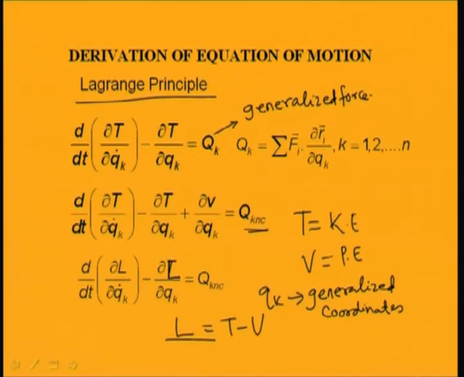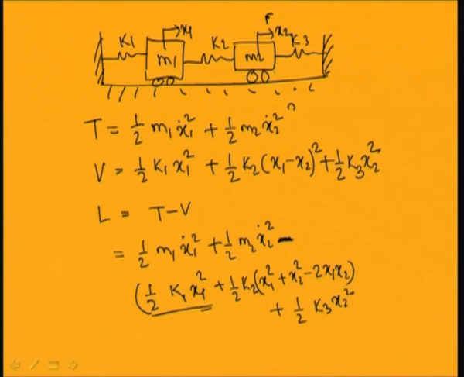In this equation, the generalized force Qk equals summation of Fi dot del Ri by del Qk, for k equal to 1 to n. Here Ri is the physical coordinates of the system and F is the force acting on the system. If you have n forces acting on the system, by using this formula you can find the generalized force acting on the system for writing the equation of motion. So, let a force F be acting on the second mass.